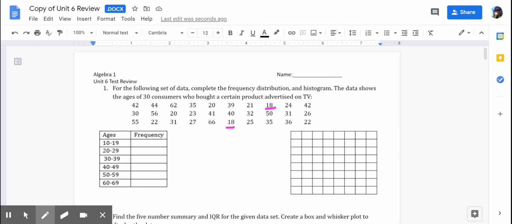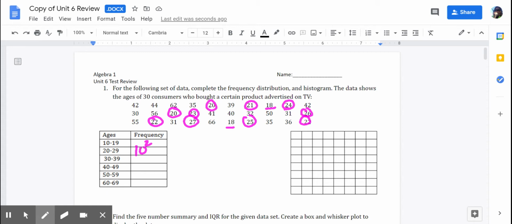So I'm going to go through, I'm just going to mark each of these, and I can see that there are only 2 people between the ages of 10 and 19. Then for 20, anybody in their 20s, I'm going to identify. Be careful to make sure that you don't miss anyone. We should get 10 people between the ages of 20 and 29.